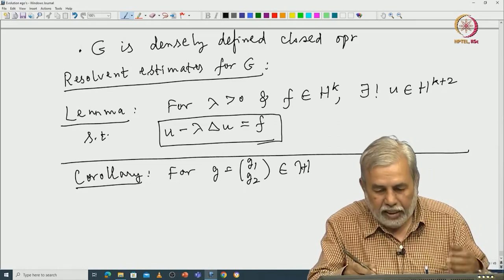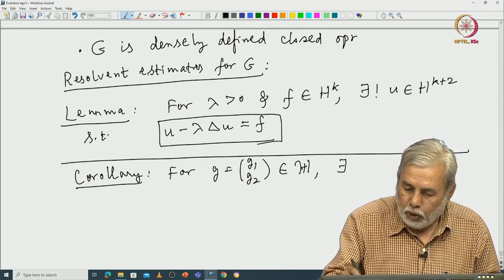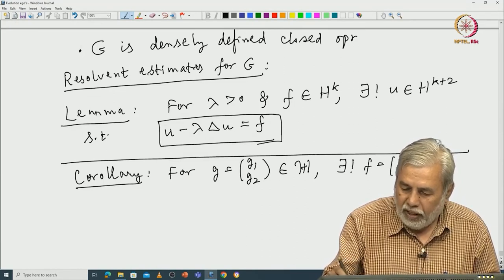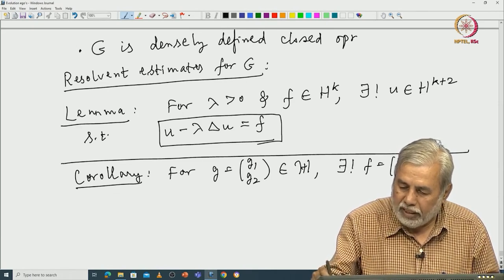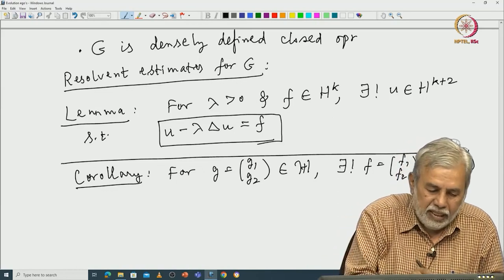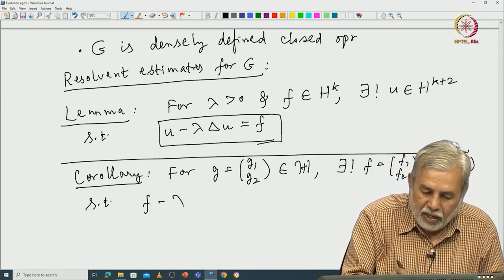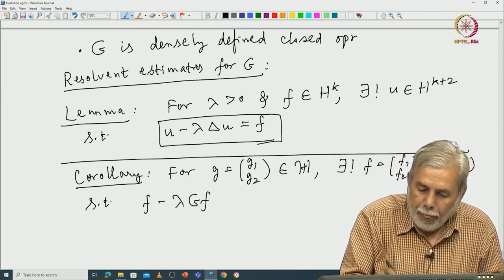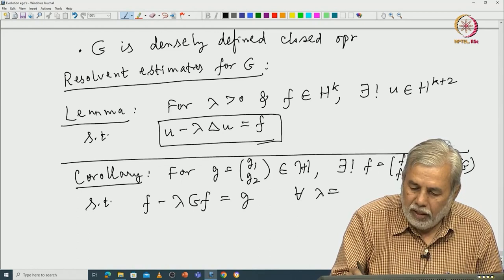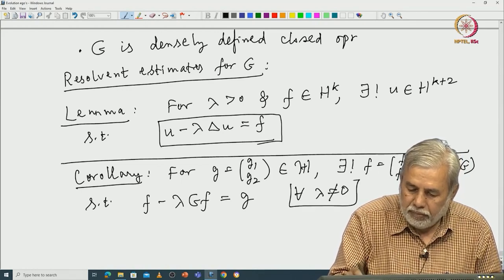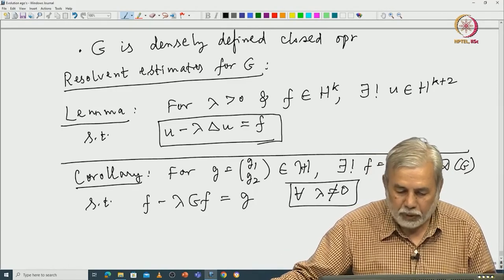So, this is the Cartesian product of H 1 and L 2. There exist unique F = (F 1, F 2) in the domain of the generator G, such that F minus lambda G F equals G for all lambda not zero. And this just follows from the lemma. Let me show you how that works.